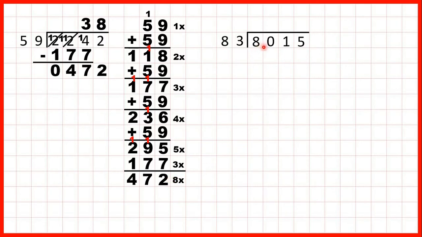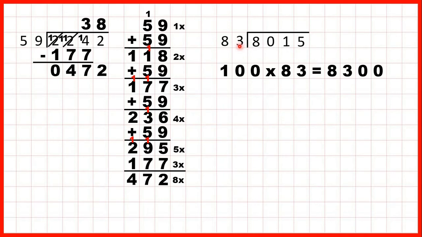Now we have 8,015 divided by 83. Now if we multiply 83 by 100, that would give us 8,300, because when we multiply a whole number by 100, we can just put 2 zeros on the end of that number. Now 8,300 is close to 8,015, so our answer will be close to 100. What we can do is subtract 8,015 from our answer to 100 times 83.